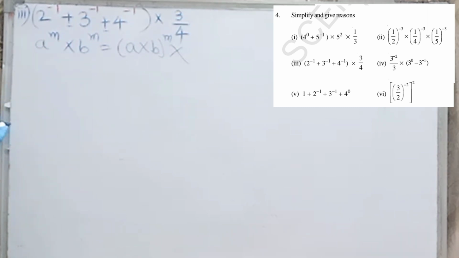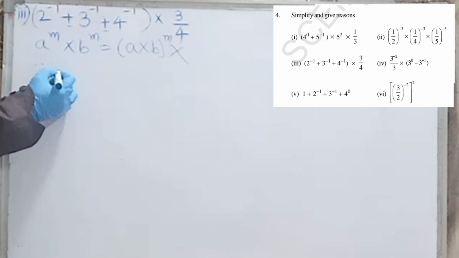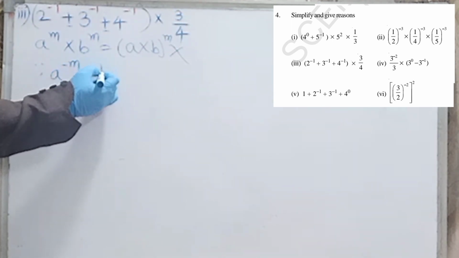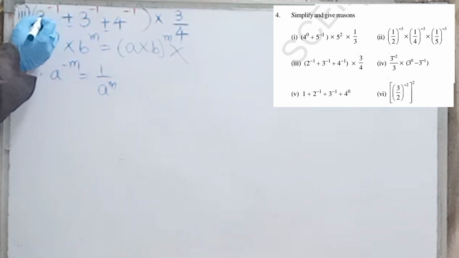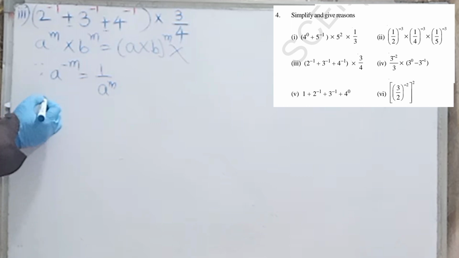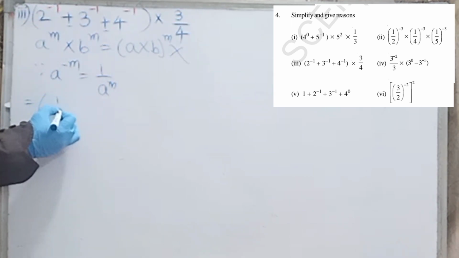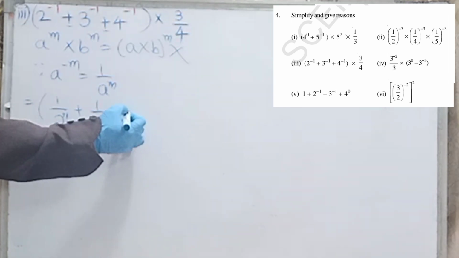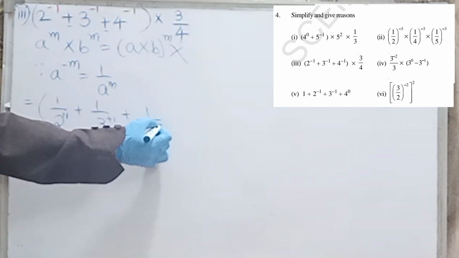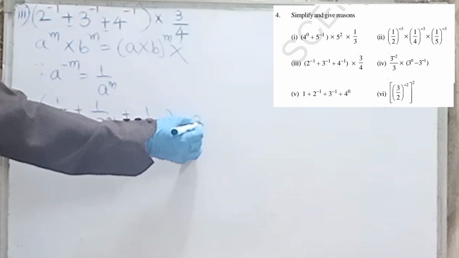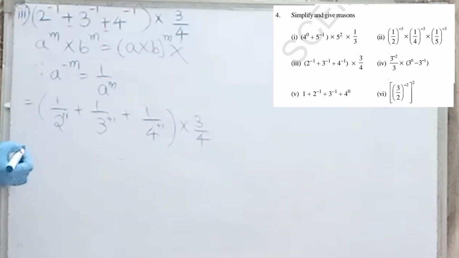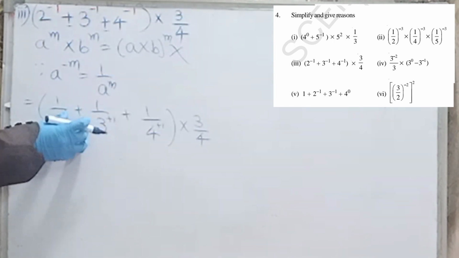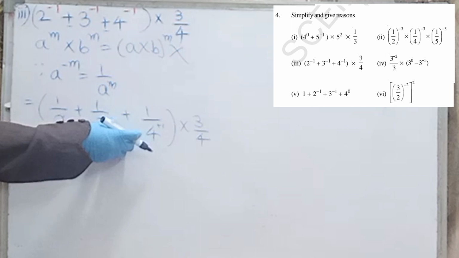So what now we can do? We can change this negative sign using which formula? Since a power minus m equal to 1 by a power m, we can change these three things differently. 2 power minus 1 can be written as 1 by 2 power 1. Minus 1 will change to plus 1. Plus 1 by 3 power plus 1. Plus 1 by 4 power plus 1 into 3 by 4 as it is remaining question. So now, no need of writing this plus 1 here.